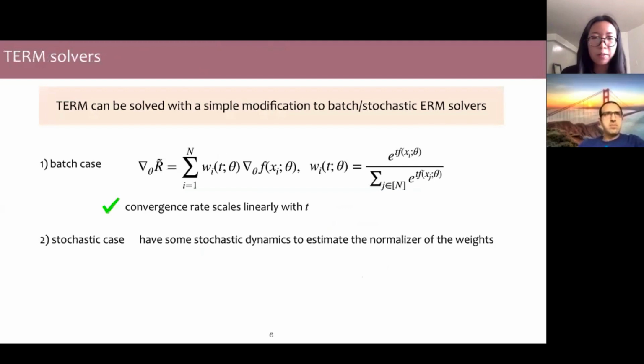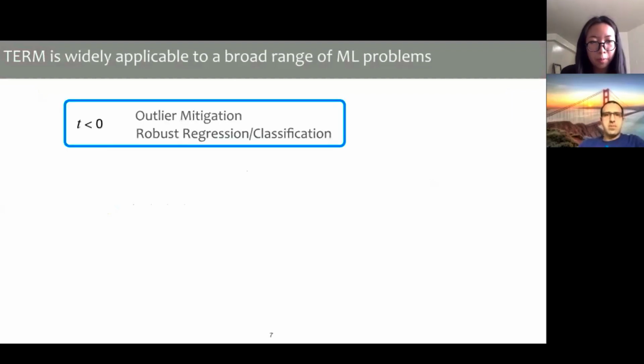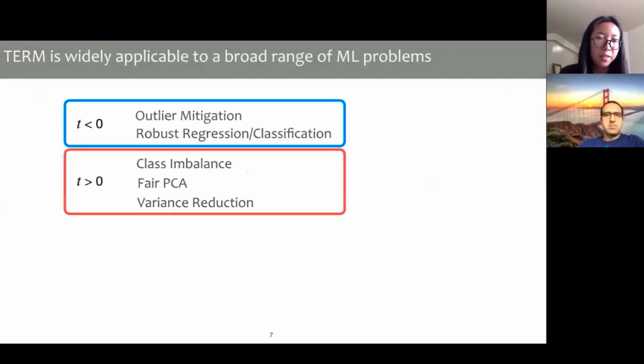So TERM can be solved using simple extensions of widely available batch and stochastic solvers for ERM, and we provide rigorous convergence guarantees in the paper. And TERM is widely applicable to a broad range of machine learning problems. With negative t's, we have experiments for outlier mitigation, robust regression, and robust classification. And for positive t's, we provide experiments for handling class imbalance, fair PCA, and variance reduction for better generalization.